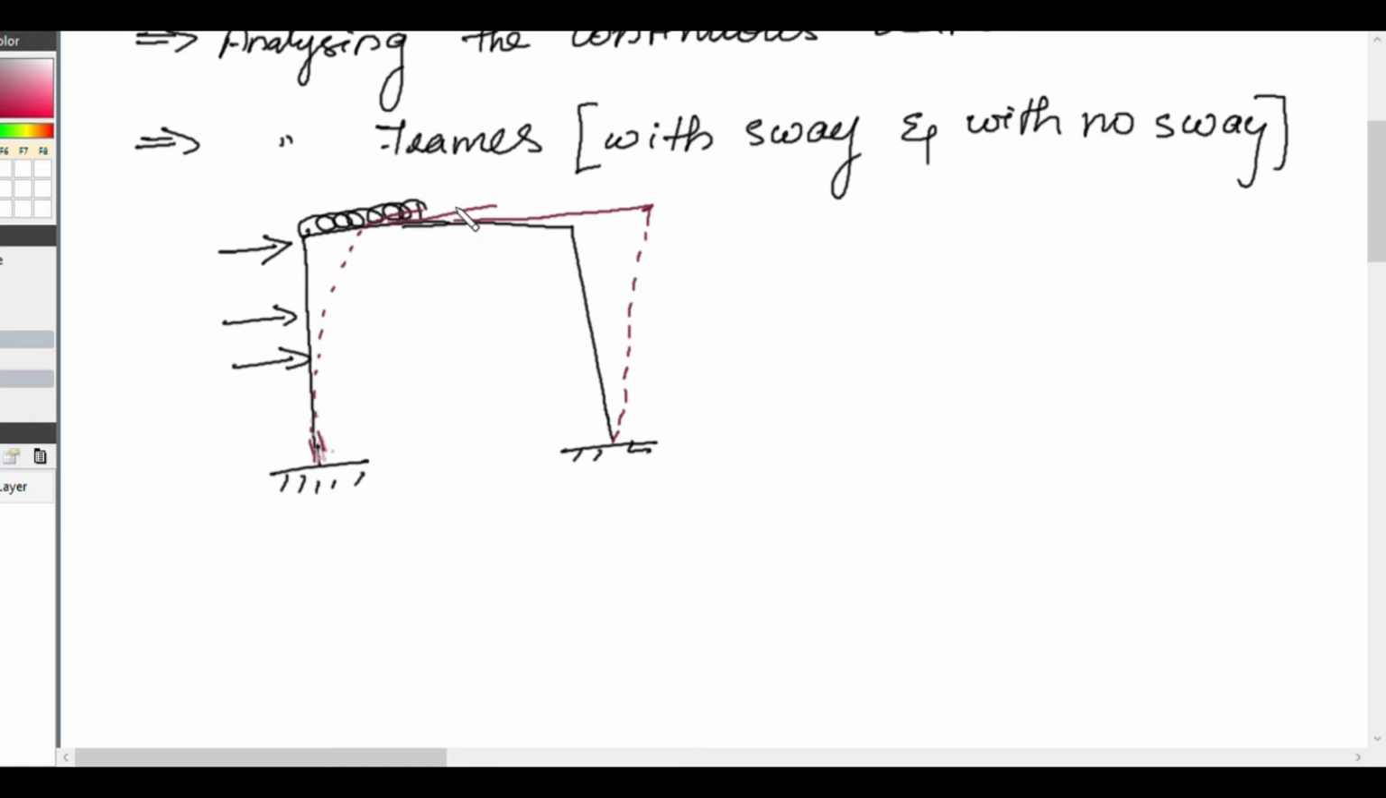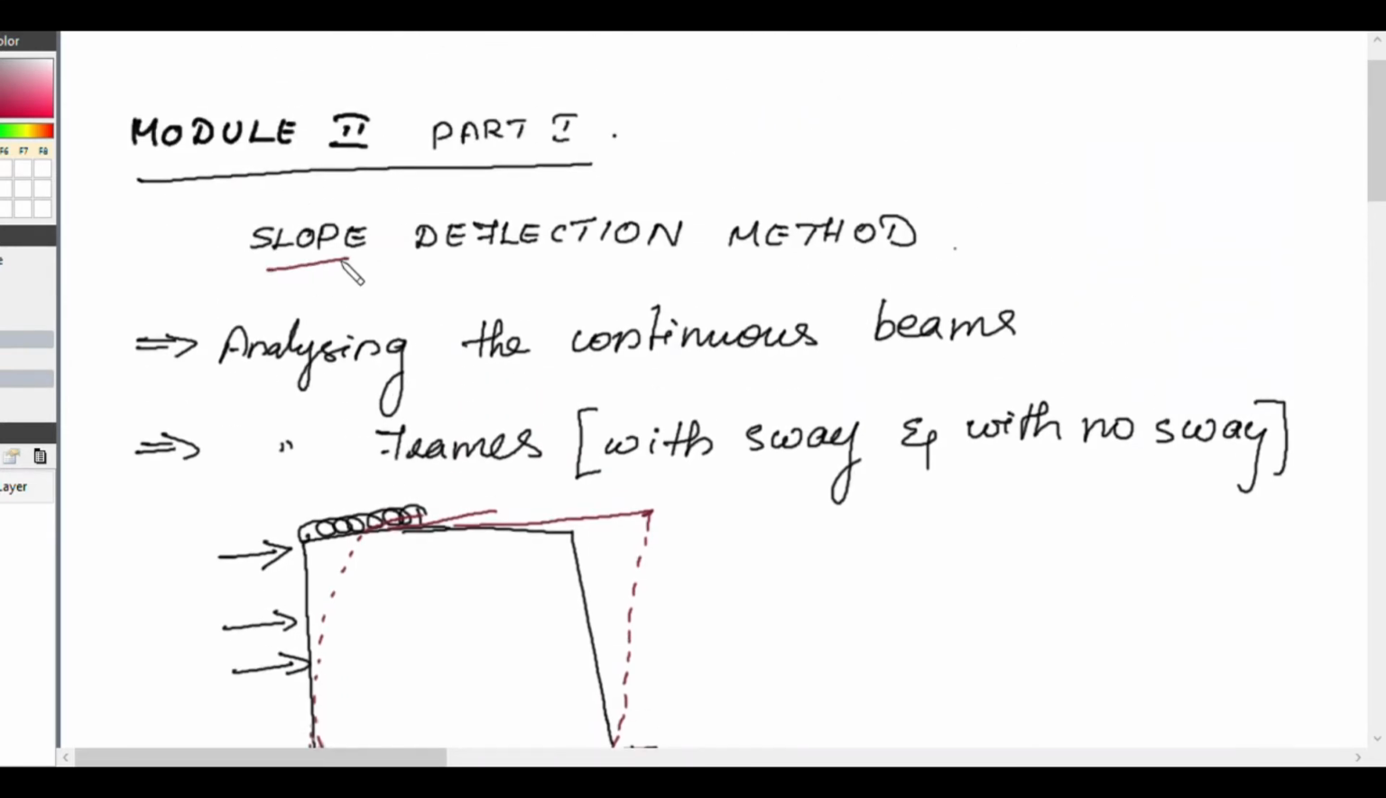Now, see, in module 1, you have studied how to analyze the continuous beams using theorem of three moments. So that was a force method. Why was that a force method? Because our unknown redundants were the moments. Moments were the unknowns there. Here, the deformation, the slope and the deflection. So slopes are the unknowns, or rotations are the unknowns. That is why the name slope deflection.